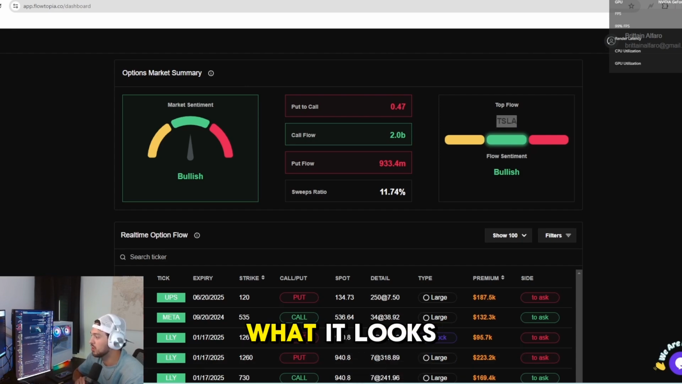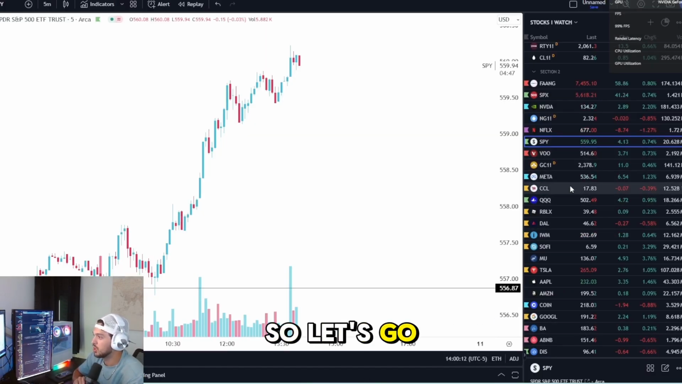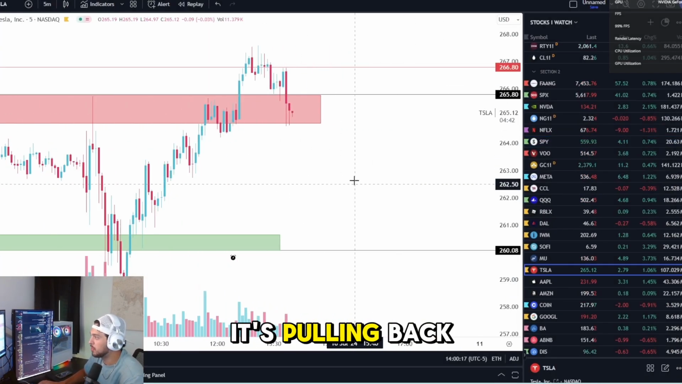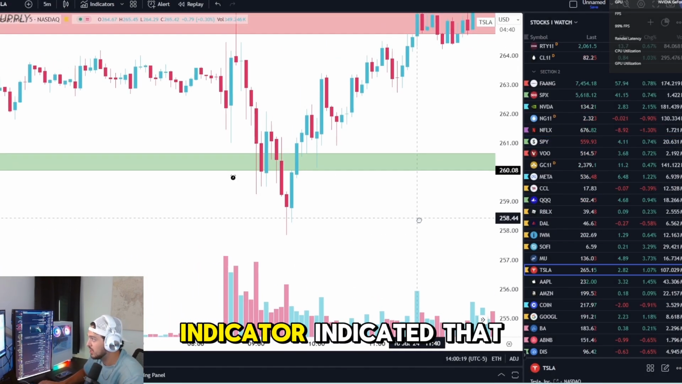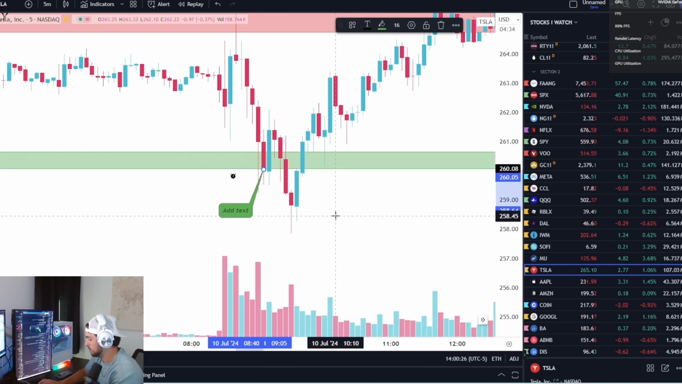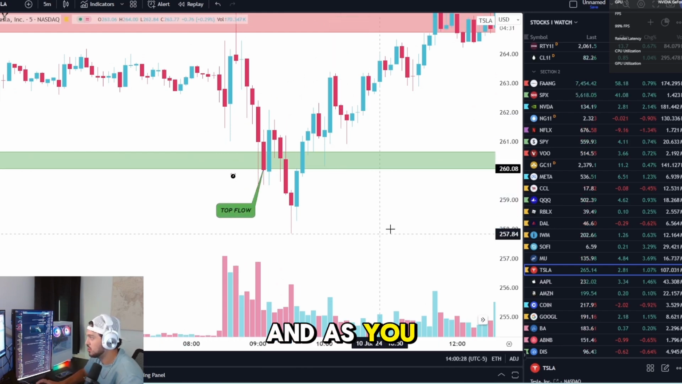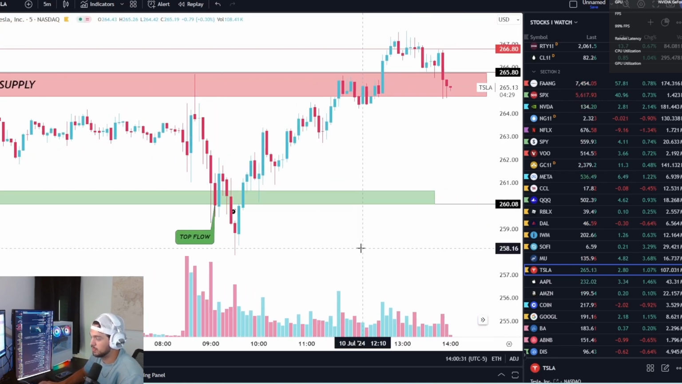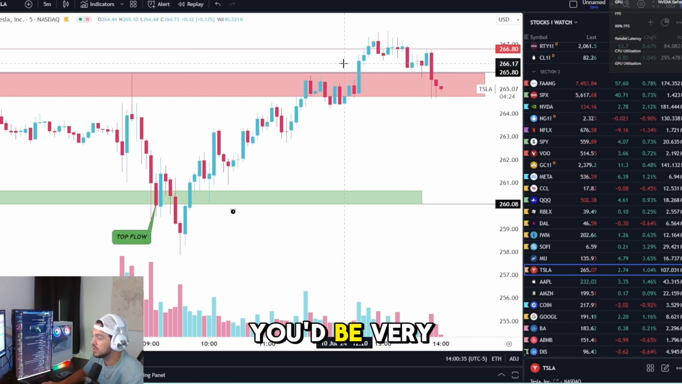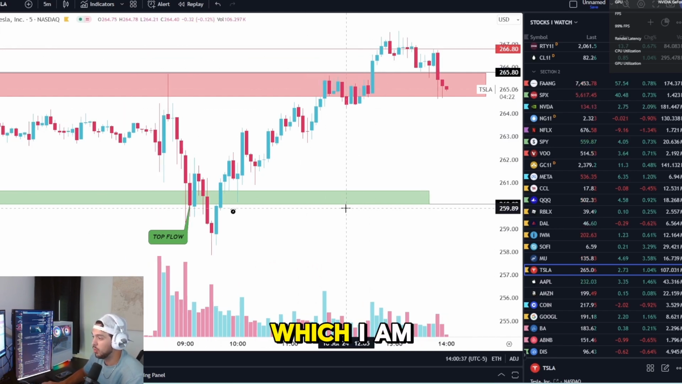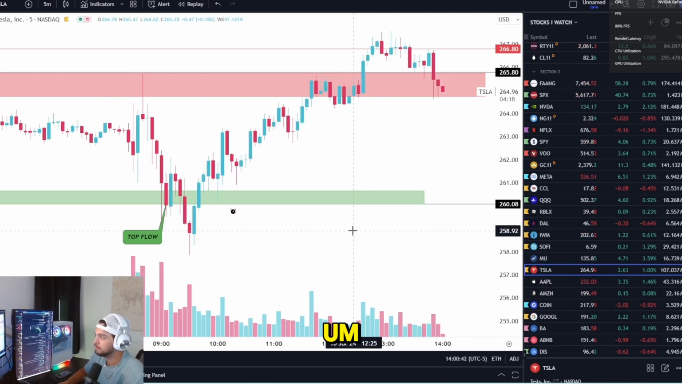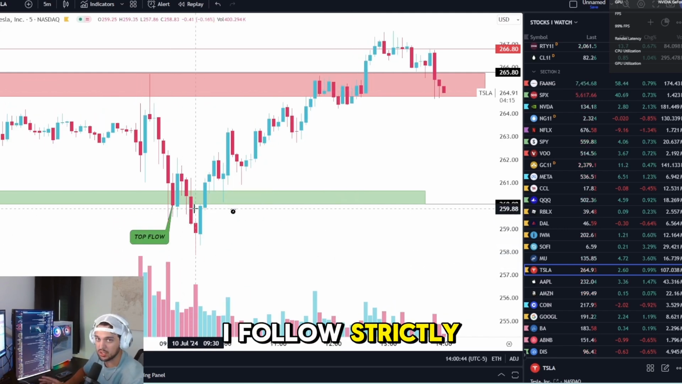And let me just show you what it looks like now. So let's go to Tesla. Type in Tesla in your TradingView. So right now it's pulling back. But the top flow indicator indicated that it was bullish here, right at market open. And as you can see, if you would have bought calls, because bullish means upside, which means calls, you'd be very, very green on the day, which I am. I'm personally up 40% on my option contracts right now. And I followed strictly just the top flow indicator.